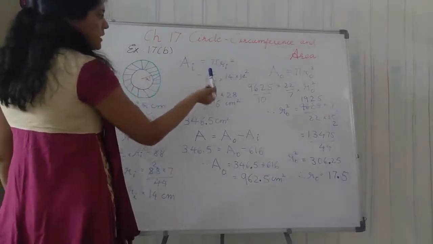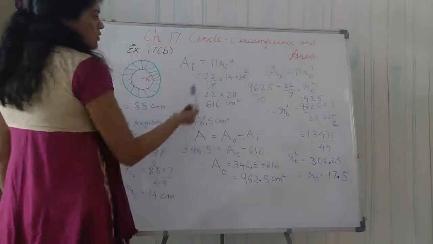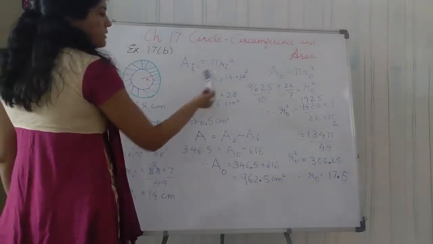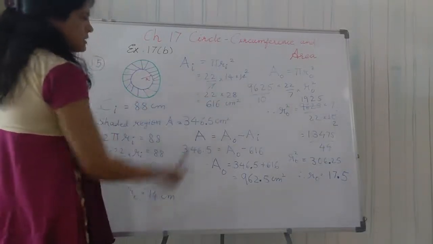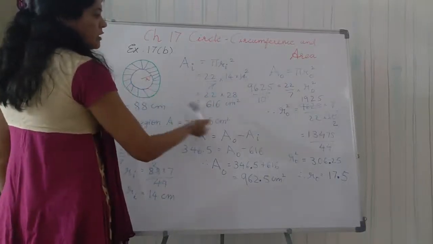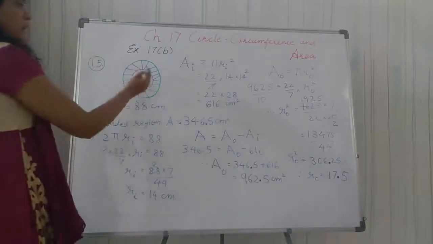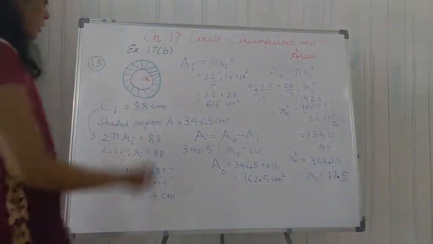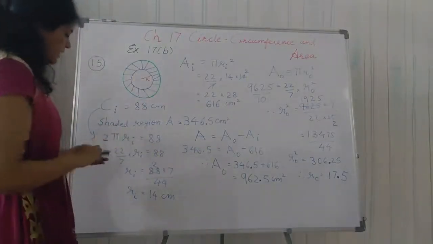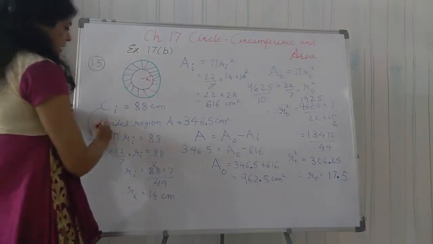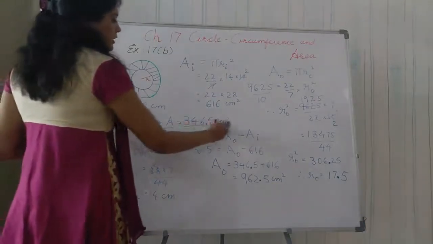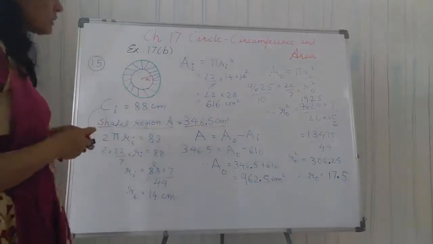Using our inner radius, pi Ri square. So, I substitute value 22 by 7 multiplied by the radius, 14 multiply 14. So, I get 616 centimeter square as our inner area. Now, already we are given in the question the shaded region area. This is the shaded region area, 346.5 centimeter square.